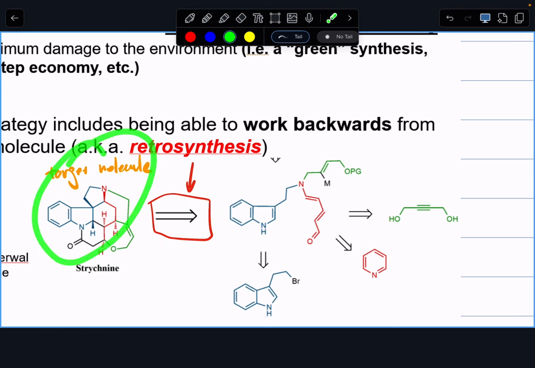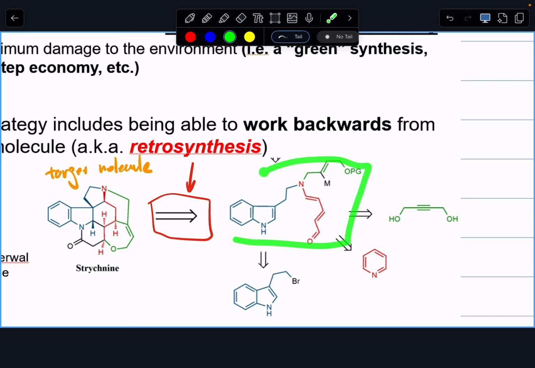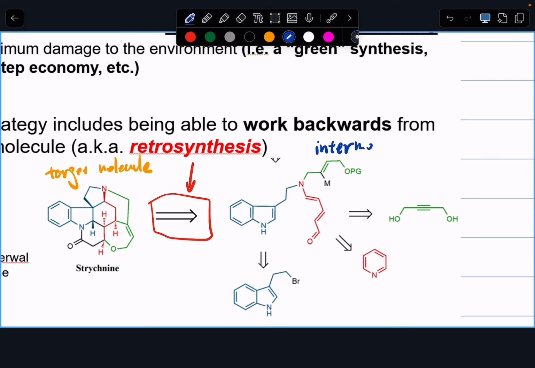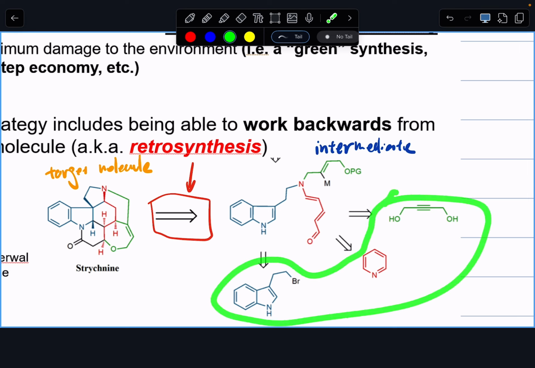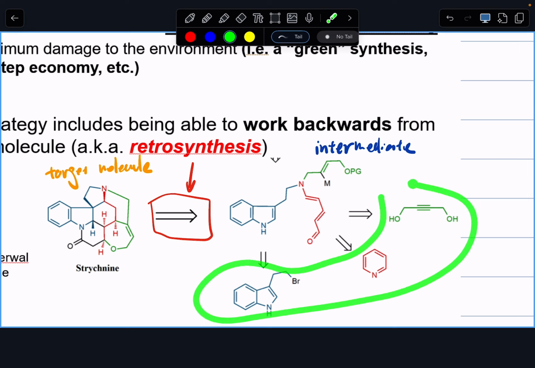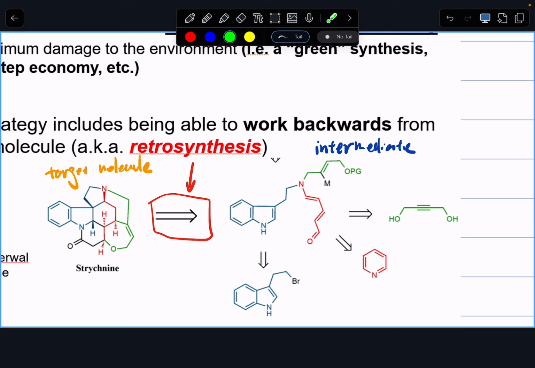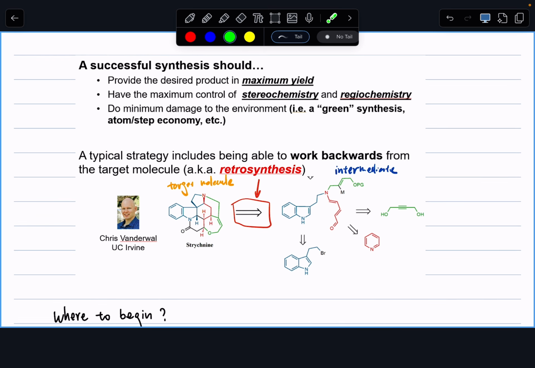On the left-hand side is our target molecule, and here is our intermediate. It's still a product of a reaction, just an intermediate product. At the end, we have building blocks to get to this intermediate. I'm not going to ask you to do retrosynthesis for this molecule, but let's look at some simple examples.